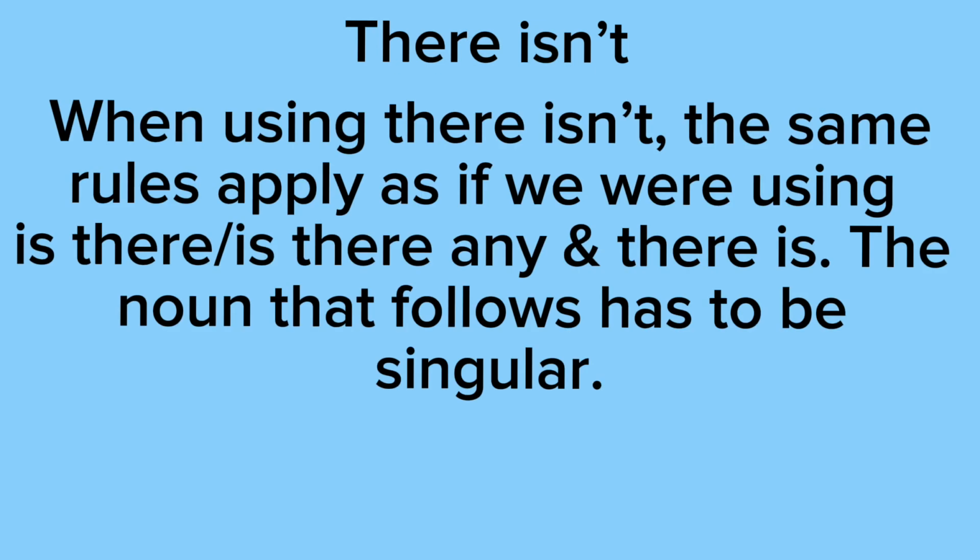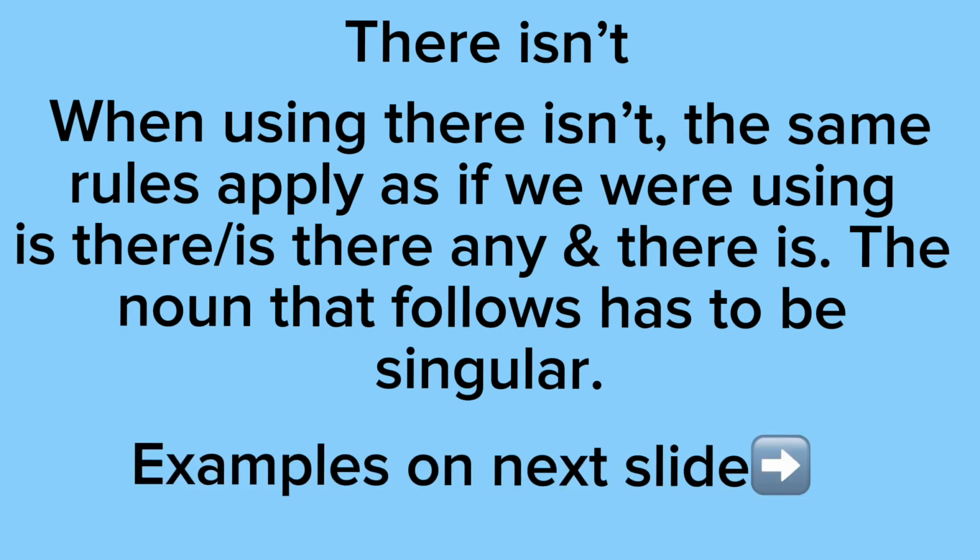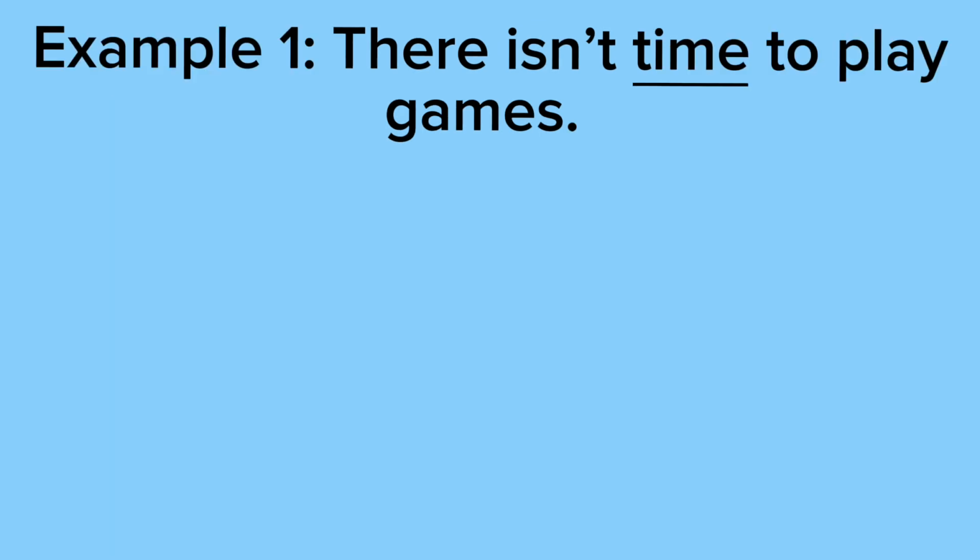Next, we have there isn't. When using there isn't, the same rules apply as if we were using is there any, and there is. The noun that follows has to be singular, and I'll be putting examples on the next slide. Our first example says, there isn't time to play games. As you can see, time is a singular noun, and that's why we use there isn't.